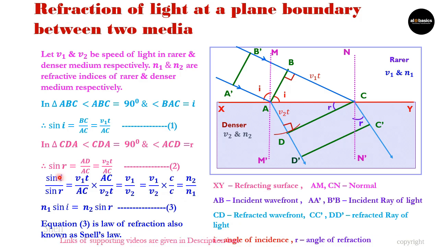So this equation becomes sine i upon sine r is equal to n2 upon n1, or I can write it as n1 sine i is equal to n2 sine r. And this equation is known as Snell's law, or it is the law of refraction. It is said to be the first law of refraction.